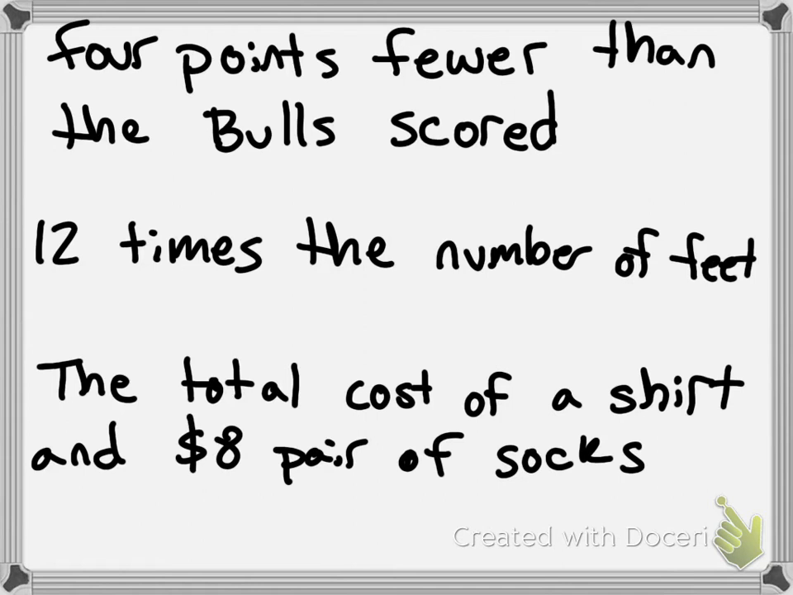So think about these 3 problems. 4 points fewer than the Bulls scored, 12 times the number of feet, and the total cost of a shirt and $8 pair of socks. So for the first one, I want to call on us so that we can find out what the unknowns are. David, what's the unknown for the very first one? The Bulls scored. Yeah, we don't know how much the Bulls scored.